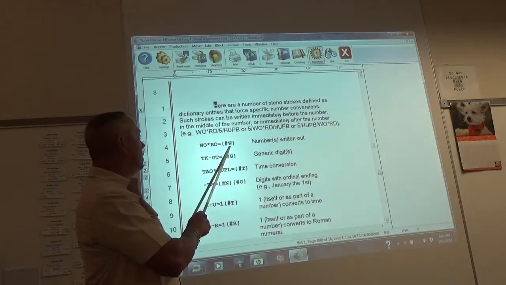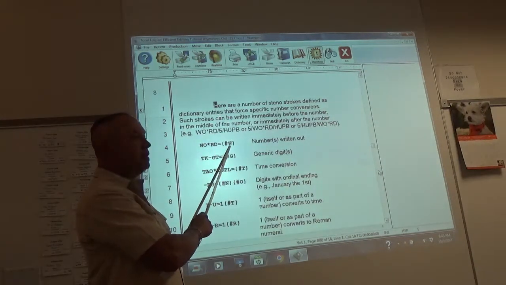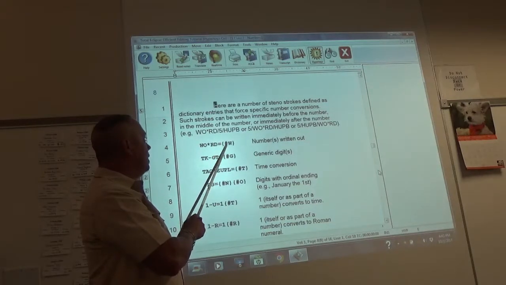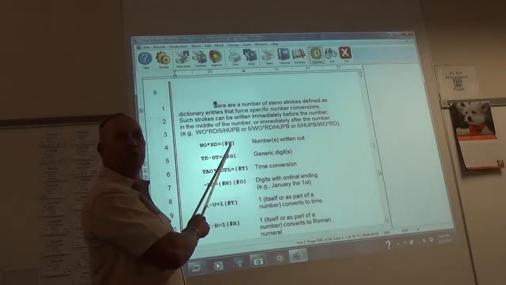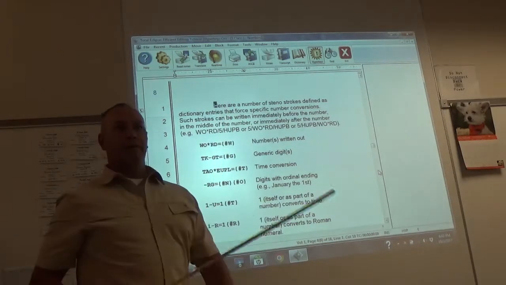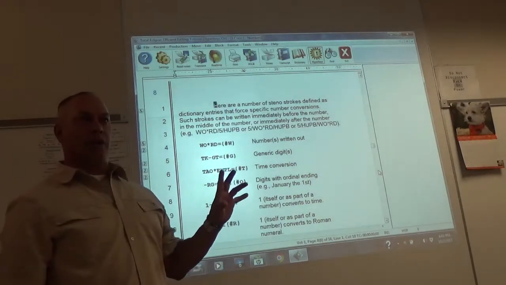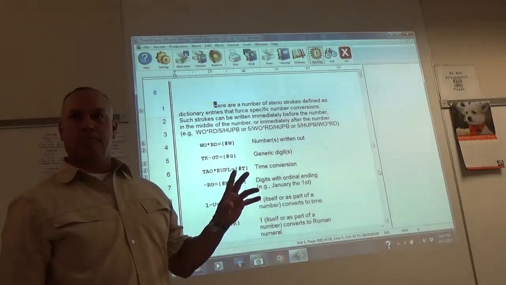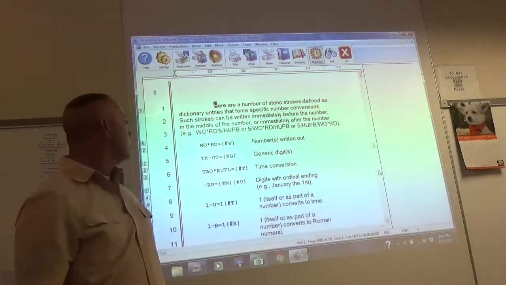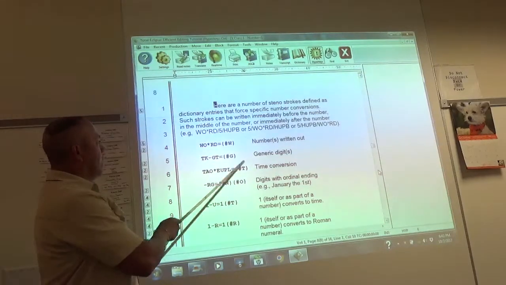Word with an asterisk. Define it as bracket, number sign, capital W, capital W, thank you, bracket, and it'll put it in words. Got it? Same thing with generic digits.